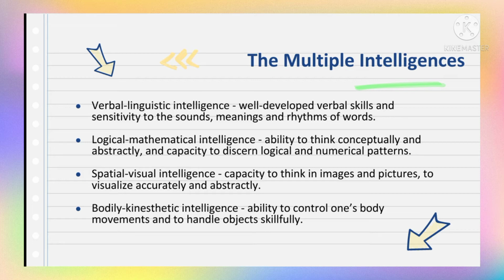Verbal linguistic intelligence. It is well-developed verbal skills and sensitivity to the sounds, meanings, and rhythms of words. Next, logical mathematical intelligence. It is the ability to think conceptually and abstractly, and the capacity to discern logical and numerical patterns. Next, spatial visual intelligence. Spatial visual intelligence is the capacity to think in images and pictures, to visualize accurately and abstractly. Next, bodily kinesthetic intelligence. It is the ability to control one's body movements and to handle objects skillfully.